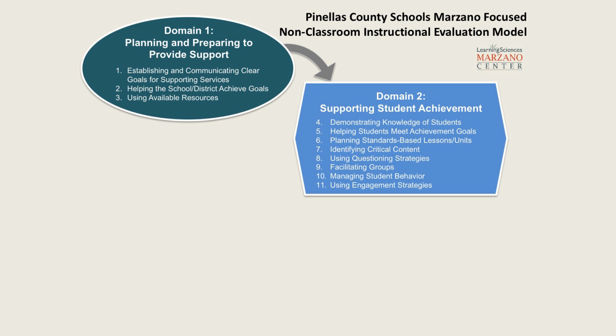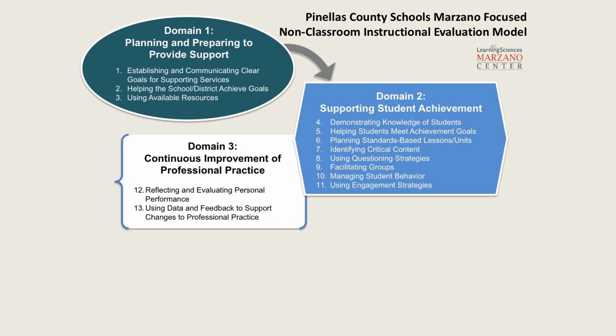On the right side is a blue box. This is Domain 2, supporting student achievement. You will find research-based instructional strategies for supporting all stakeholders with identifying critical content and meeting achievement goals. To the left is a white box. This is Domain 3, continuous improvement of professional practice. This domain is focused on your own professional growth. This includes having a growth plan, using data, and tracking the progress of your professional growth.